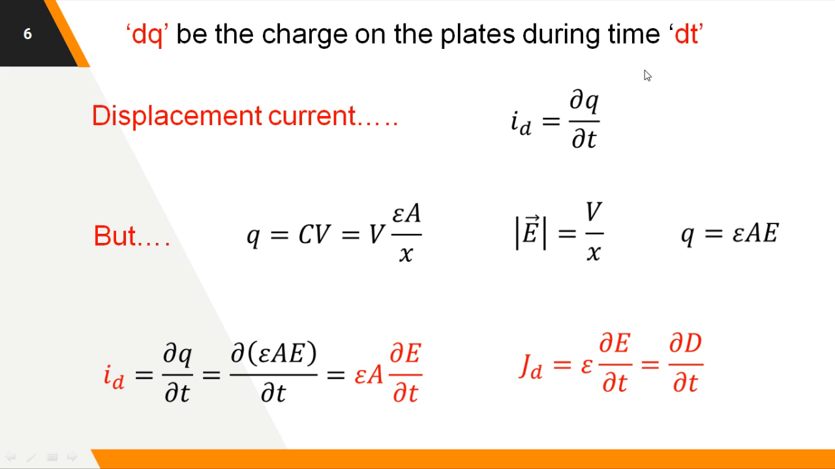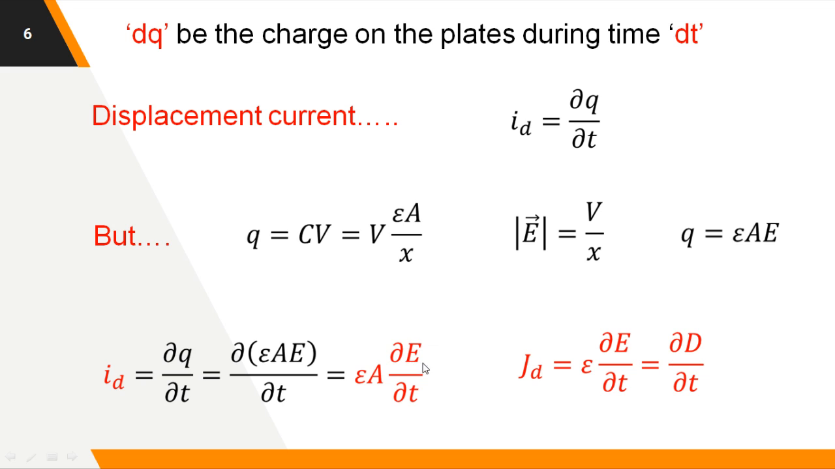So we observed there is a change in the quantity of charge stored, dq by dt. Look, q is C into V, C is nothing but A epsilon by X, and V by X is nothing but E. So that's what we wrote here: q is equal to epsilon A E. This we write in place of q. Epsilon is constant, A is constant, we took them outside: epsilon A dE by dt. Okay, this is the equation for displacement current.